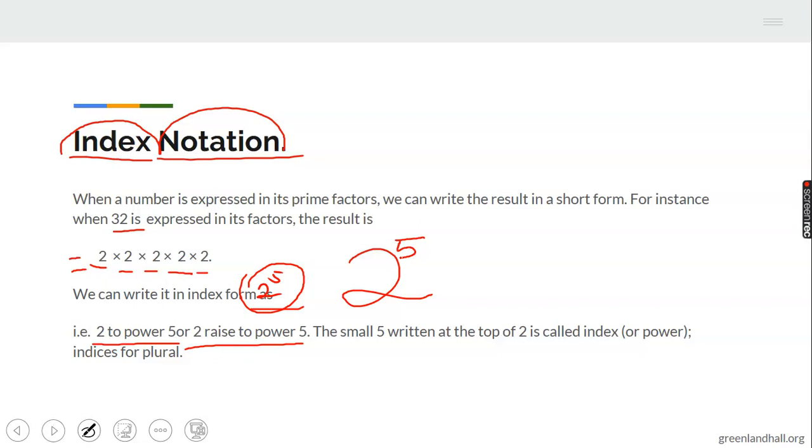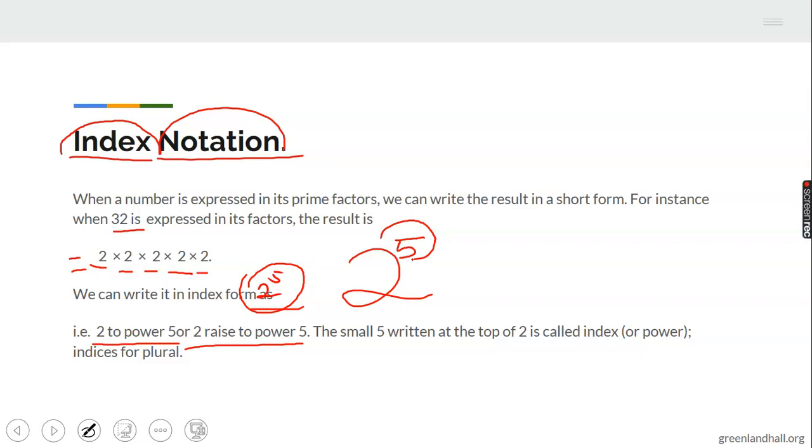Now the small 5 written at the top of 2 is called the index, or we call it the power. And if there are many, they can be 2 or more, they are called indices. If it is only one, like we have here, 2 raised to power 5, the 5 is an index, or we call it the power. That is what we call index notation.